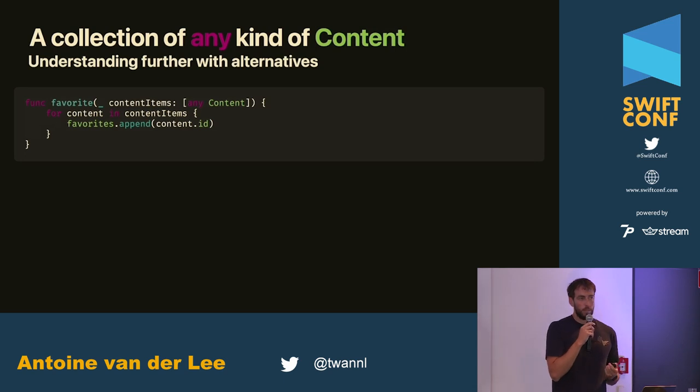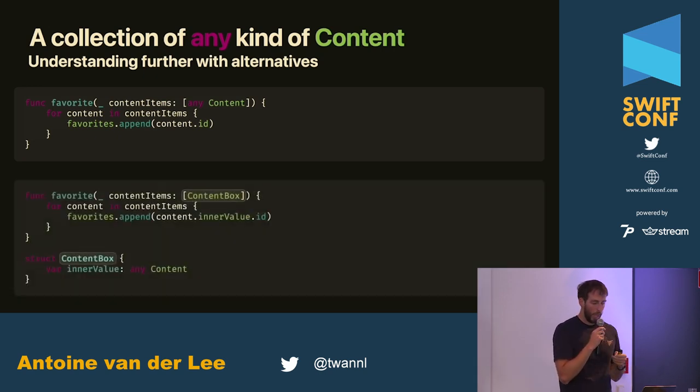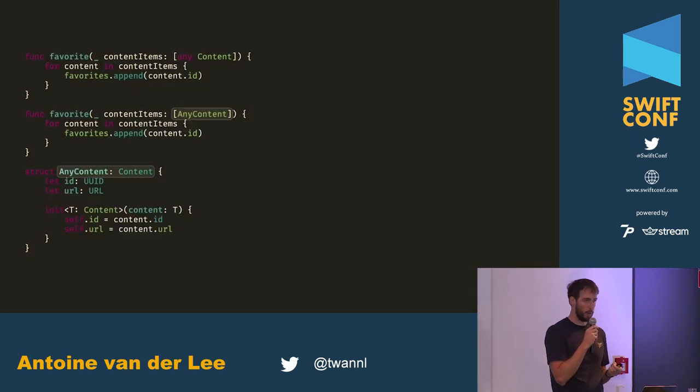So this might still not really click, so I want to show you a few examples of how you can look at existentials in a different way with different code examples. And to me, it sounds like a content box, right? So we have a content box, it conforms to content, and inside there's any type of content. But we still use existentials here, so let's take another example. And this one might be more familiar. You might even have written this yourself in certain circumstances.